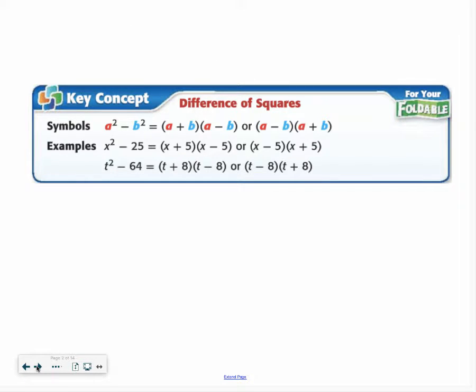Okay, so just remember our difference of squares looks something like this, where we have a term squared minus another term squared. So we have an example of x squared minus 25. A would be x, and B would be 5. Okay? So the way that we write our difference of squares is we have A plus B times A minus B, or the same thing, A minus B times A plus B. Okay? So you probably want to take a screenshot of this or write that down somewhere that you can see while you work on your assignment.